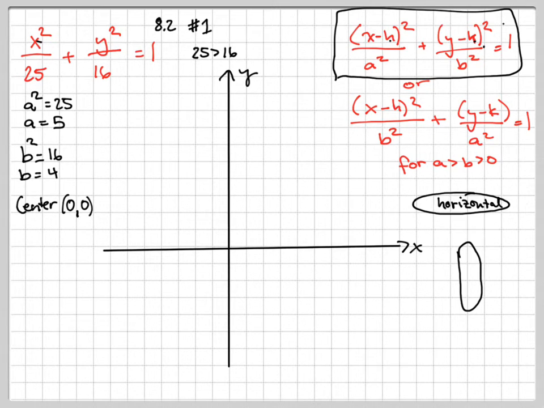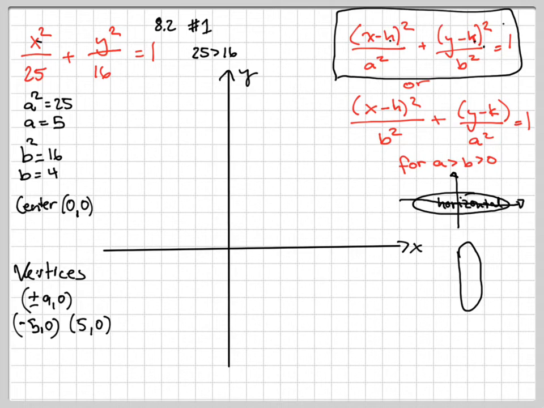If the major axis is on the x-axis, if I draw a little, there you go, then you can clearly see it's a horizontal ellipse. What else do we need? The vertices of this ellipse, let me write it. The vertices are at plus minus a comma 0. So in this case, we have vertices at negative 5 comma 0 and at 5 comma 0.